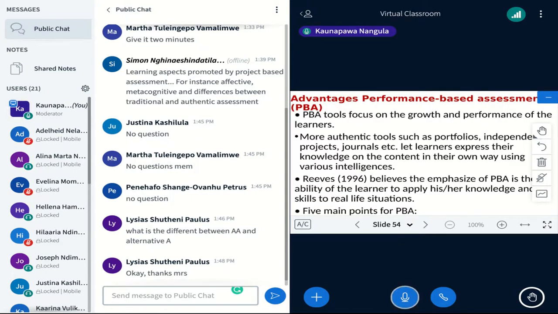Now we are moving on, and performance-based tools focus on growth and performance of the learners, and they don't just look at the product, the end result of what they have mastered, but you look through the process of learning, like their growth, the weaknesses and their strengths when they are performing. More authentic tools such as portfolios, independent projects, journals, etc. let the learners express their knowledge of the content in their own way by using various intelligences. All right.